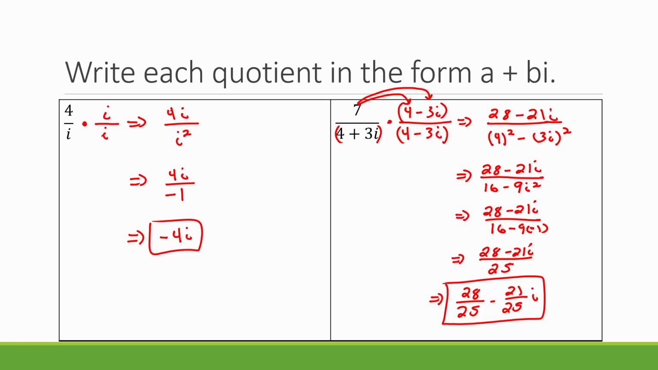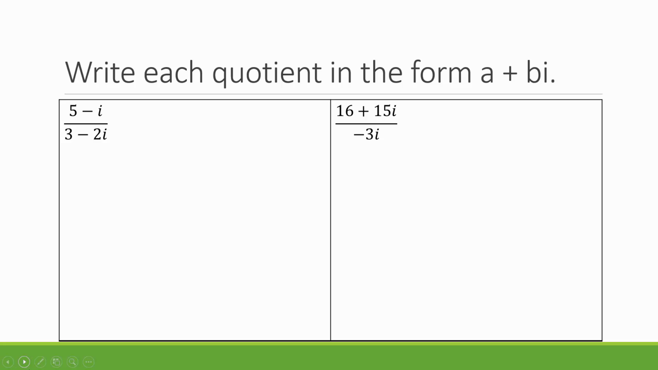Okay, let's look at a couple more examples. All right, we have 5 minus I over 3 minus 2I. So again, we have a binomial in our denominator, so we want to multiply by the conjugate, which would be 3 plus 2I. Now this time in our numerator, we don't have a special rule that we can use. We don't have any squares for the special rules, so we have to use FOIL, or the full distributive property.